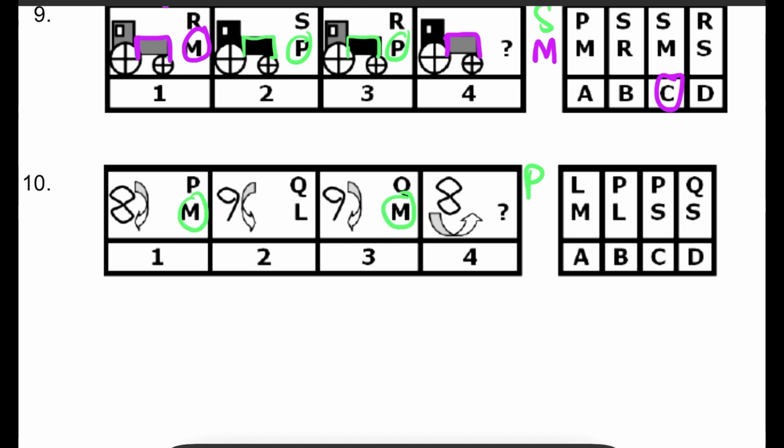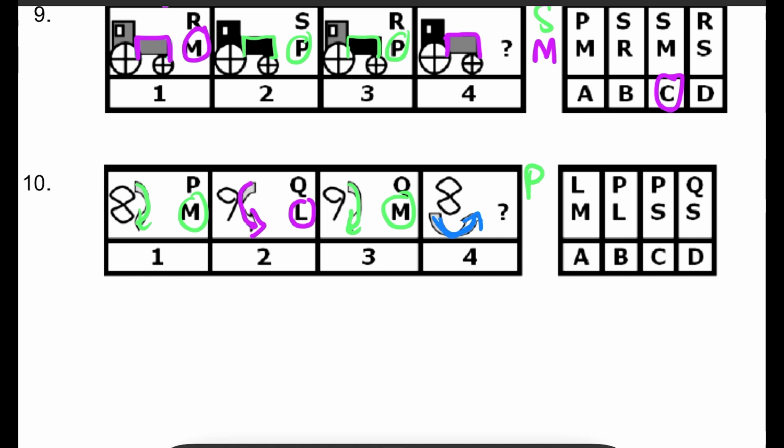1 and 3 both have an M as the second letter, and they both have this arrow that's pointing towards the bottom left corner. And then 2 has this arrow that's pointing in the opposite way, in the bottom right corner, and the second letter here is an L. As you can see, in 4, the arrow is completely different. So, here, the letter can't be an L or an M.